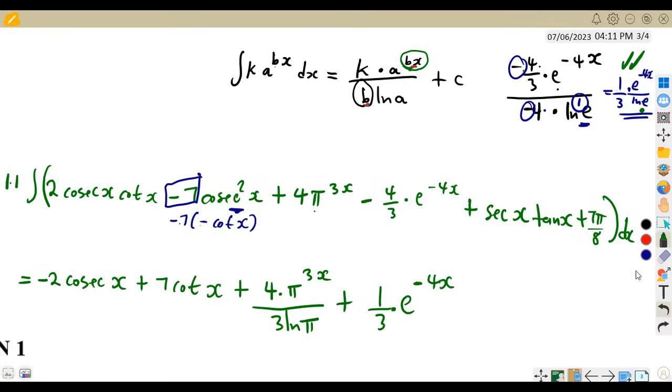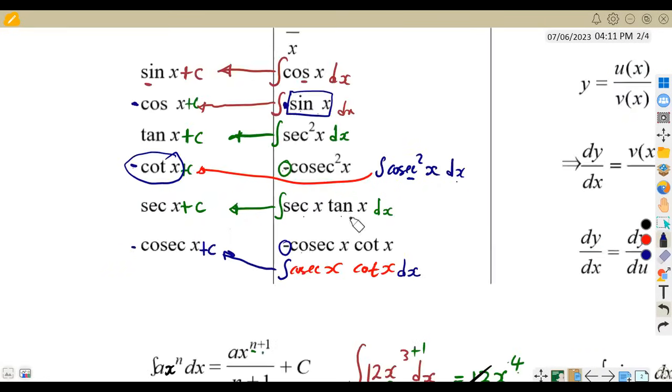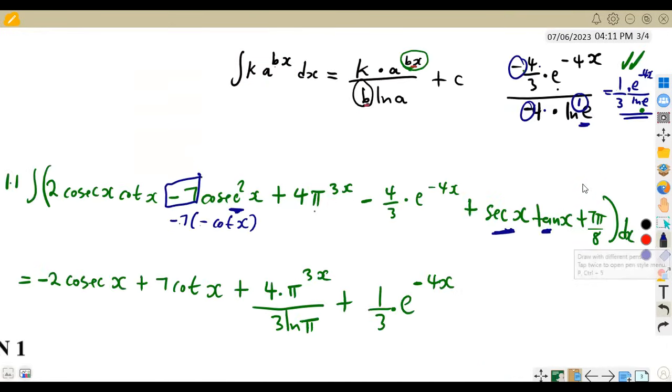All right. Then we move on to the integral of sec x tan x. So in this case, we need to integrate sec x tan x. So we go back to this part. The integral of sec x tan x with respect to x gives us sec x. So our answer there is going to be plus sec x.